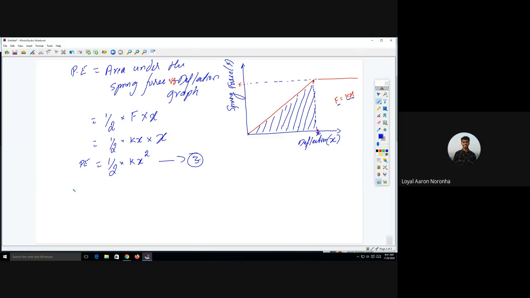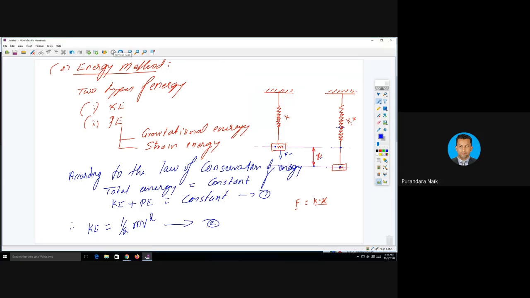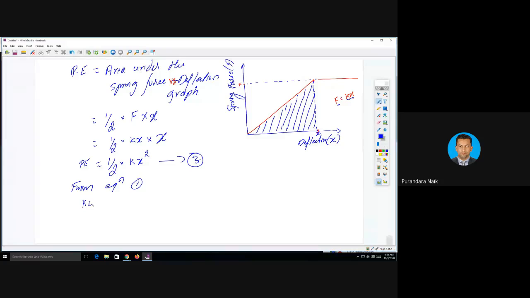Okay. From equation 1, what does it say? Equation 1 says kinetic energy plus potential energy is equal to a constant. So the kinetic energy equation, half m v square, plus the potential energy equation, half k x square, is equal to constant.